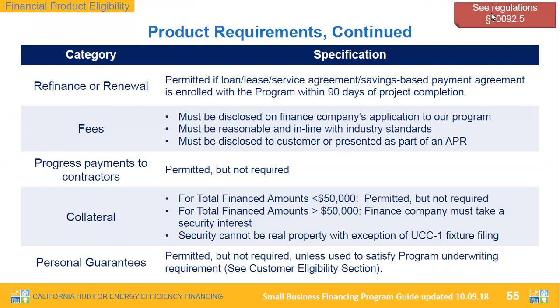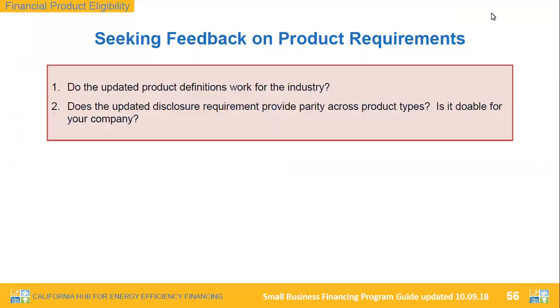Collateral, we are requiring a security interest in financed amounts greater than $50,000. We are not regulating what that security interest needs to be, other than it cannot be real property with the exception of a UCC1 fixture filing. And then personal guarantees are not required. They are permitted, although you'll see when we get to the customer underwriting, there are some cases in which they can be an option to meet a requirement. So we want to know if these updated product definitions work for the industry, and does the updated disclosure requirement provide parity across product types, and is it doable for your company?